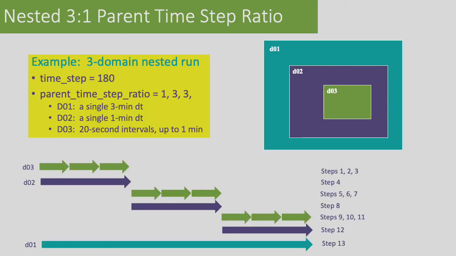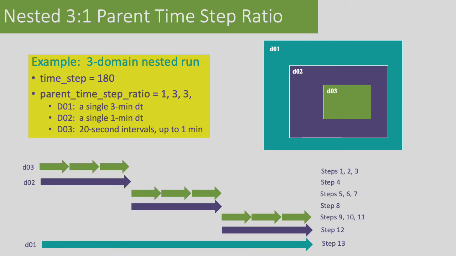The parent time step ratio is similar to parent grid ratio, except instead of a resolution ratio, it's the ratio of time steps for integration. Let's suppose we have a 3-domain nested simulation with a time step of 180. This means the model will integrate forward every 3 minutes. However, the nest must integrate at a fraction of that time, depending on the time step ratio. Here we have set the ratio to be 3-to-1.